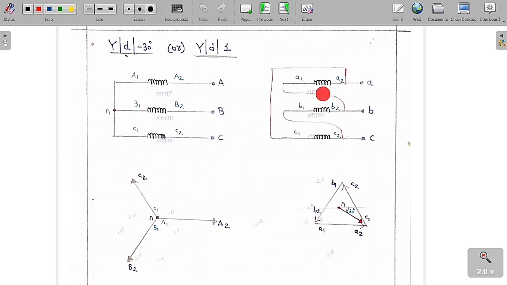Here we are going to do the delta connection. From A1 to B2 we make a connection, from B1 to C2, and then from C1 to A2 we give the connection, and we are going to take the supply from A2, B2 and C2.